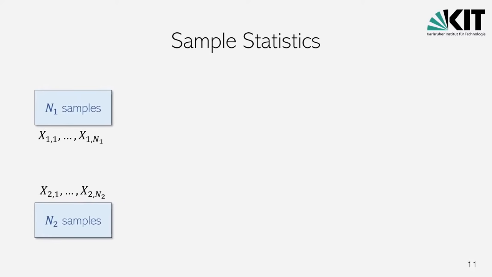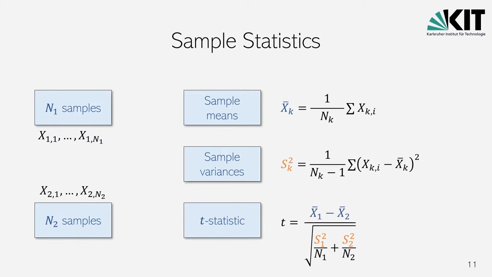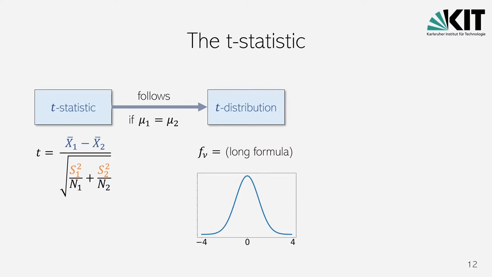The way this works is that we start with the two sample sets, and for each set we compute the sample mean by averaging the sample values and the sample variance by taking the differences of the sample values to the sample mean, squaring them and normalizing the sum. Then we compute the t-statistic by combining the sample means, sample variances and the sizes of the sample sets. Since the t-statistic is computed based on two random sample sets, it is a random variable itself, which follows a certain distribution called the t-distribution, if the means of the underlying normal distributions are equal. And the formula for the t-distribution is a bit long, you can look that up in the paper, but it is basically similar to a Gaussian shape.